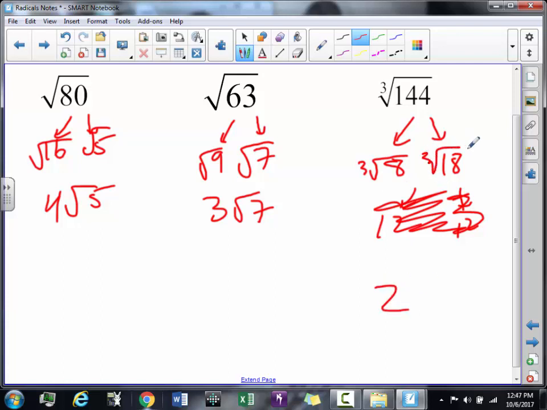Does 18 cube root, though? Okay, so just leave it as the cube root of 18 then. So rather than doing a full-on factor tree, be a little more targeted in your approach and only factor out numbers that are either perfect squares or perfect cubes. If not, don't bother.